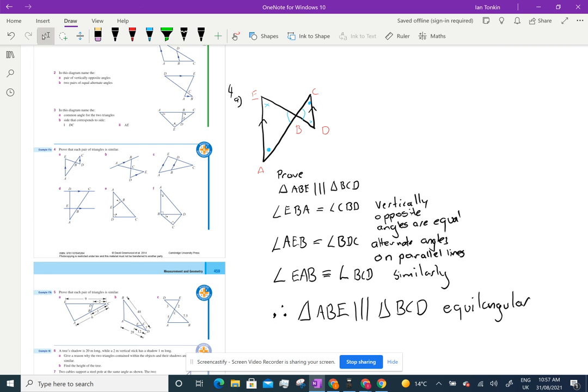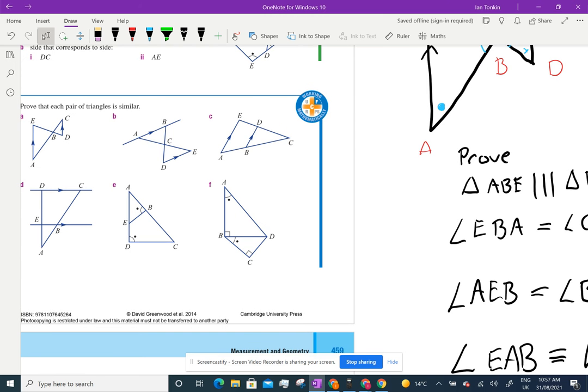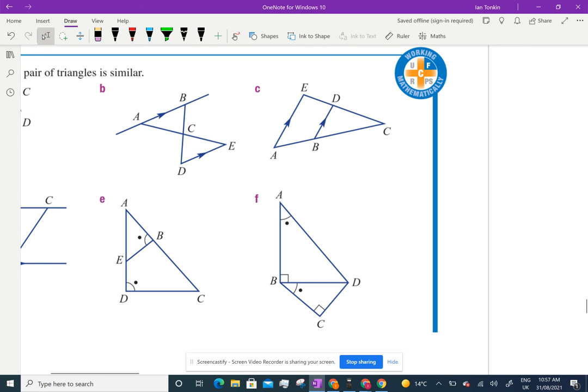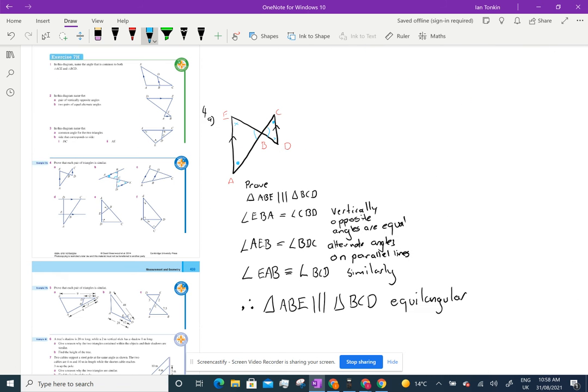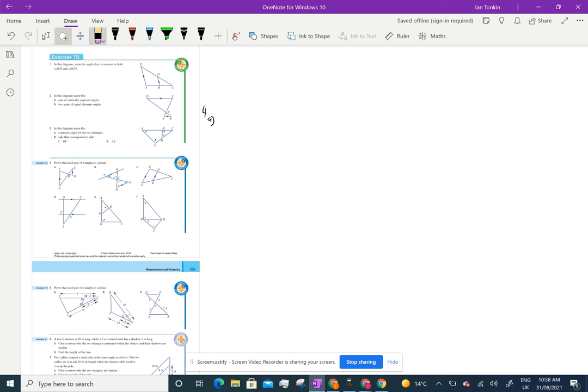Nice and easy. I'm not going to do 4B for you. You need to have a go at it. But if I were doing it, I'd be going vertically opposite, alternate, alternate, alternate, alternate. It's almost the same proof. Away you go. I want to do C though, because C involves drawing it separately. And I really want you to take your time with this. So for C.